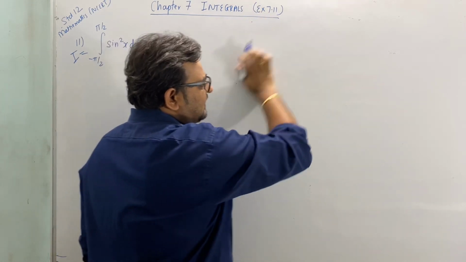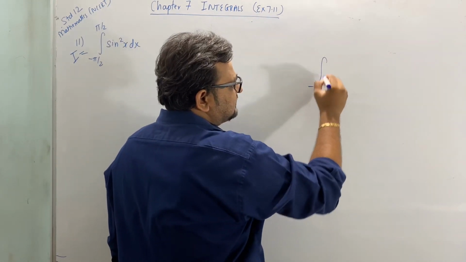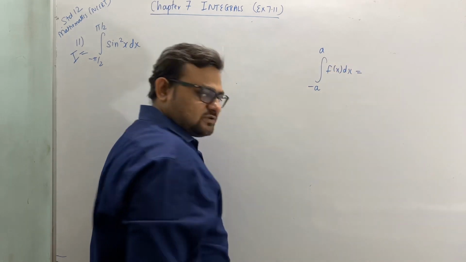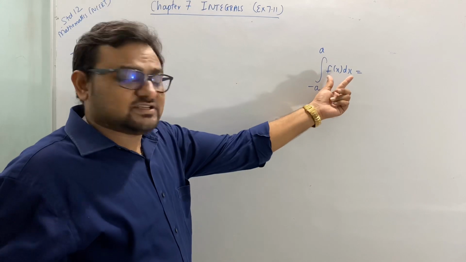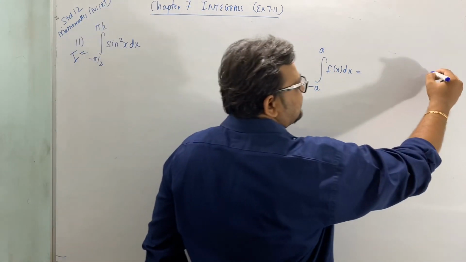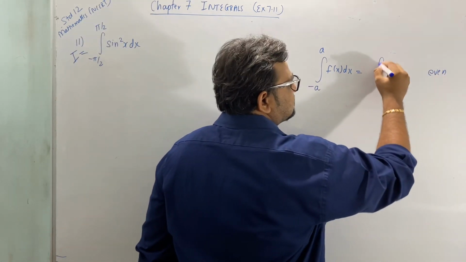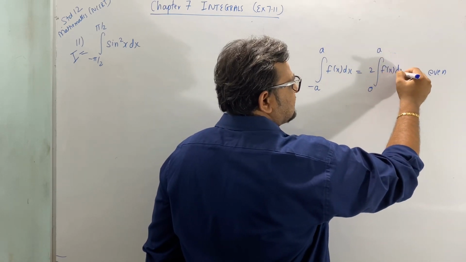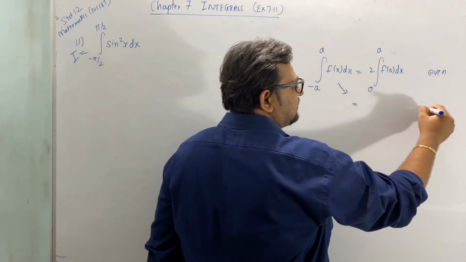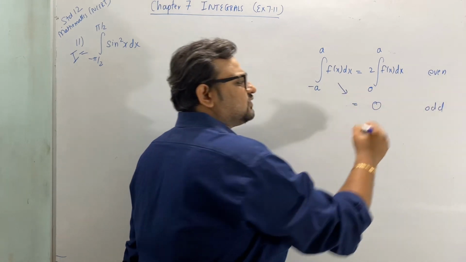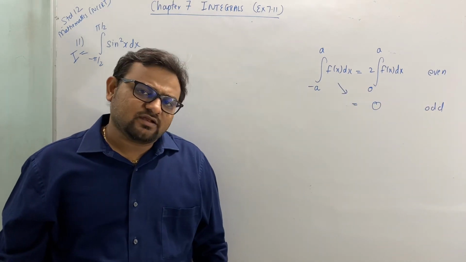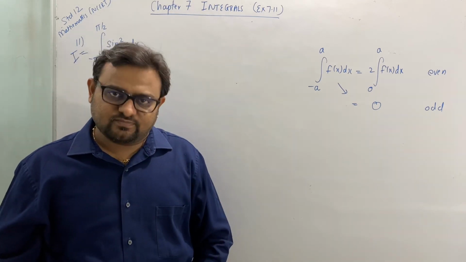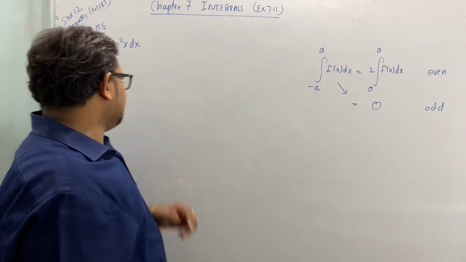Let me write it down here: the integral from minus a to a of f(x) dx. If the function is even, then it is 2 times the integral from 0 to a of f(x) dx. But if the function is odd, then it is 0. So we will use this property. Clear? Okay, so let's see.